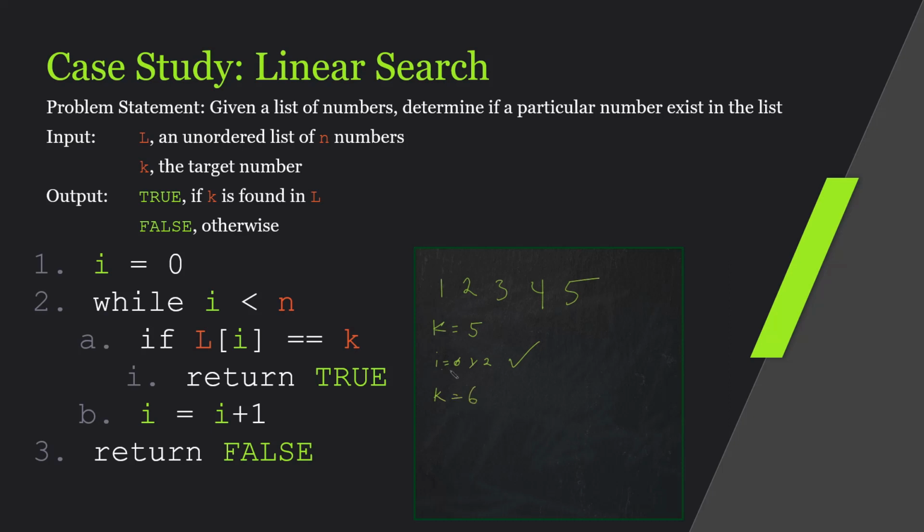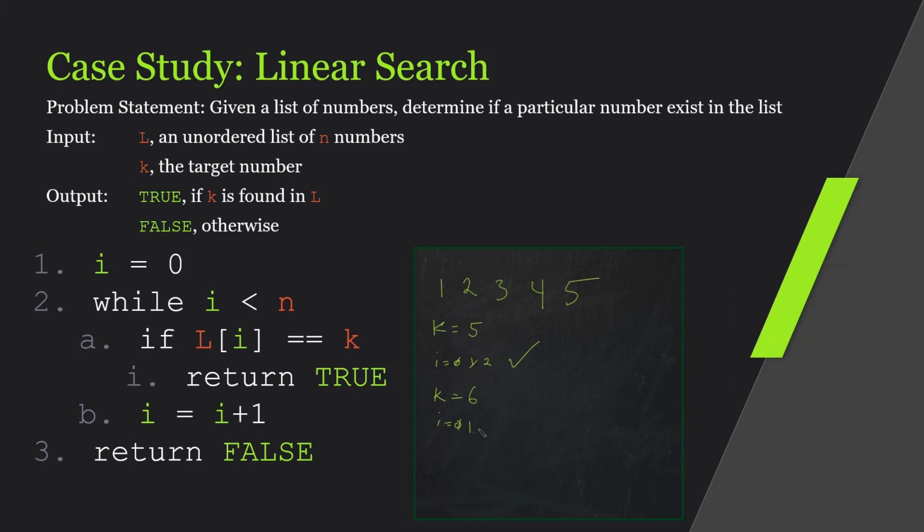So again, i starts off at 0, and we check 1 against 6. That's false, so we increment i to 1. We check 2 against 6, that's false. 3 against 6, 4, 5. Again, all of these are false.